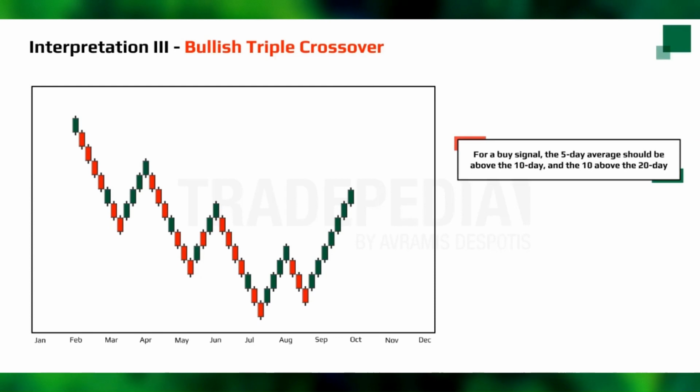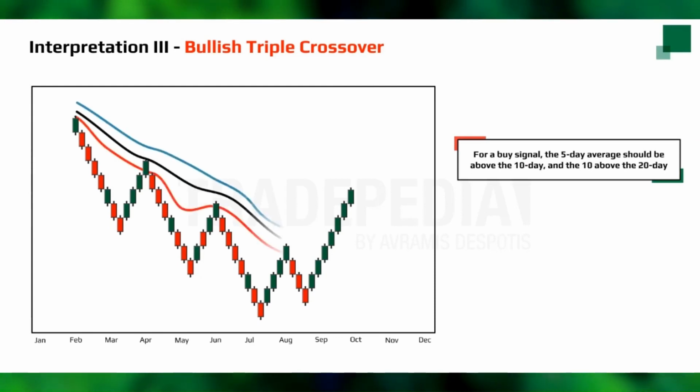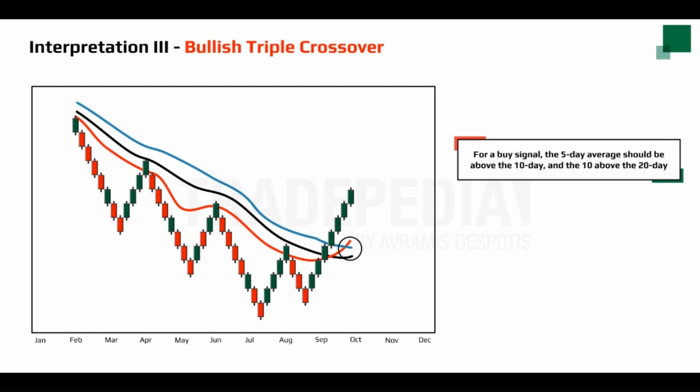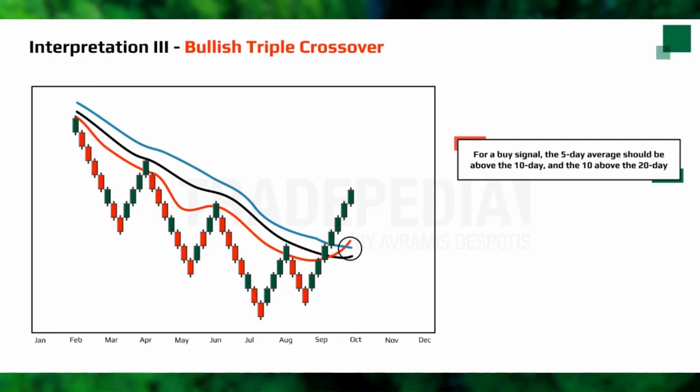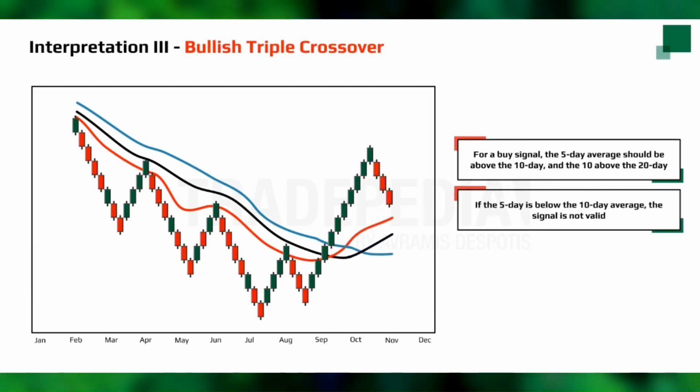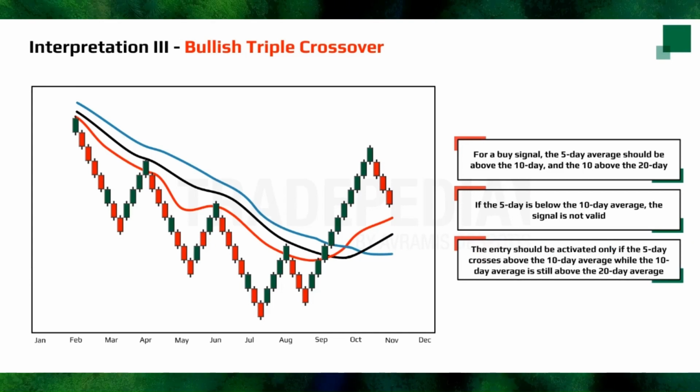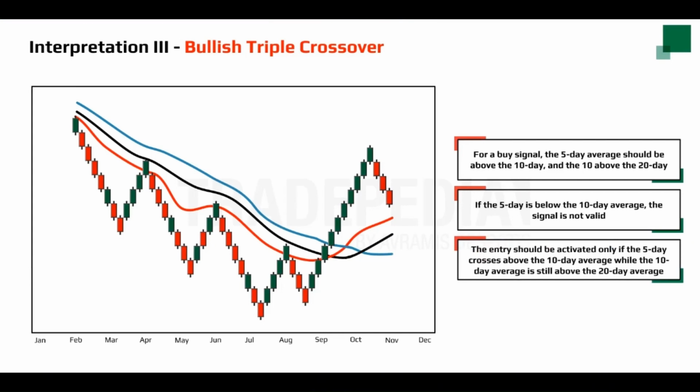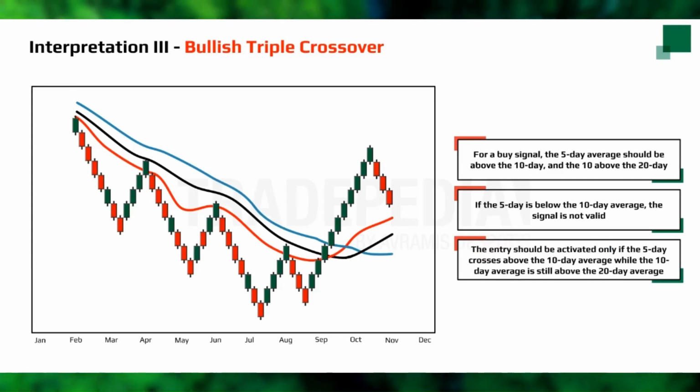For a buy signal, the 5-day average should be above the 10-day and the 10-day above the 20-day. However, if the 10-day has just given a buy signal by crossing above the 20-day average, but the 5-day is below the 10-day average, the signal is not valid. The entry would be activated only if the 5-day crosses above the 10-day average while the 10-day average is still above the 20-day average.